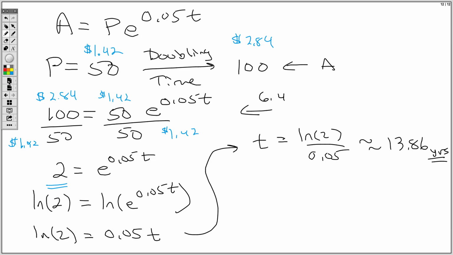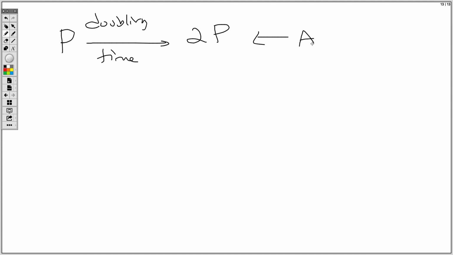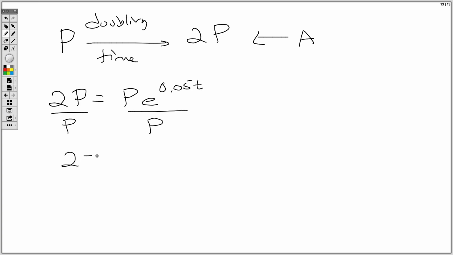We can prove that. If we wanted to prove it in general, if I start with the value p and we go to 2 times p, that would be the doubling time. That would be our value for A. So 2p would be p times e to the 0.05t, back in the last example. Whatever the p is, you would divide both sides by p. 2 is e to the 0.05t. Take the natural log of both sides.